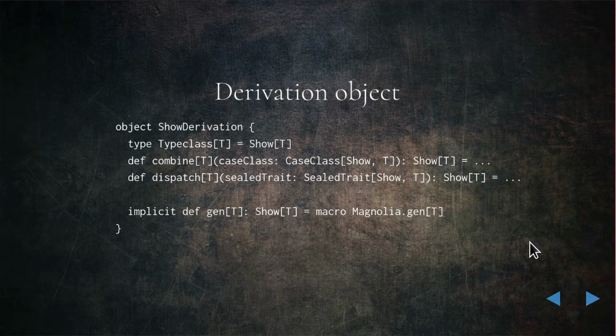So we put all these into an object, a derivation object, which I'm calling ShowDerivation, and we additionally include an implicit method, which I'm calling gen, which references the macro. Because this is defined on this object, it knows where to find these methods.